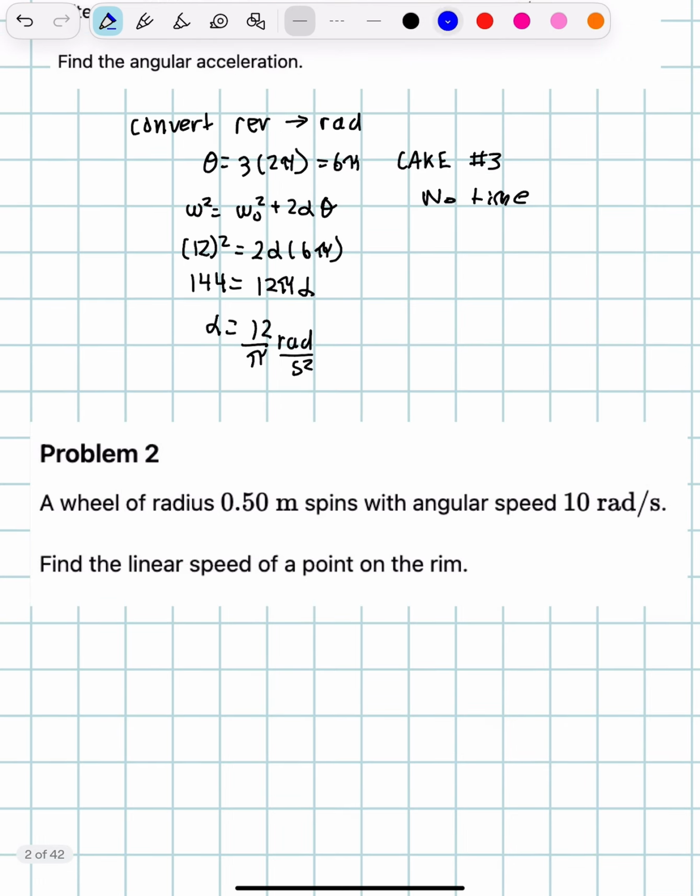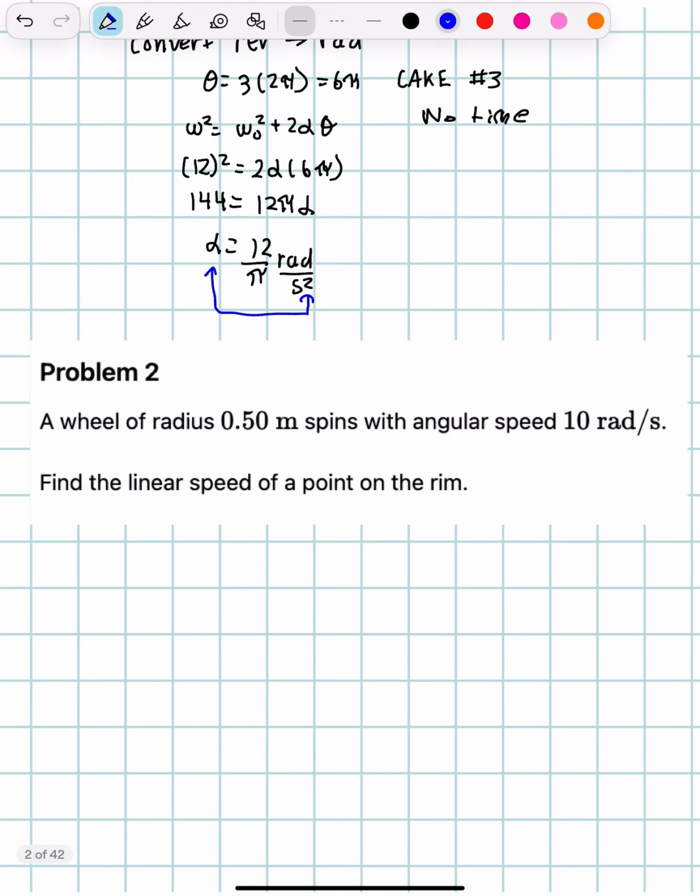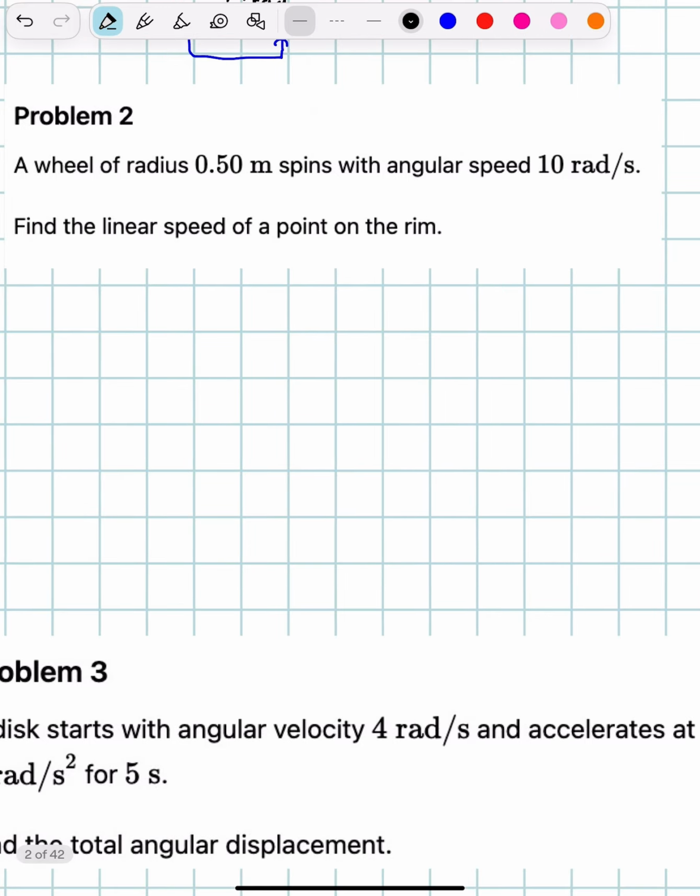And whenever you have acceleration, you should always verify that radians per second squared is the unit that your answer should be reported in. Otherwise, you probably did something wrong. So let's move on to our second question.